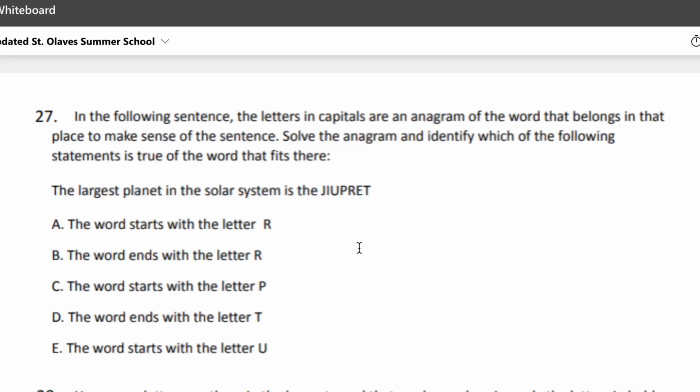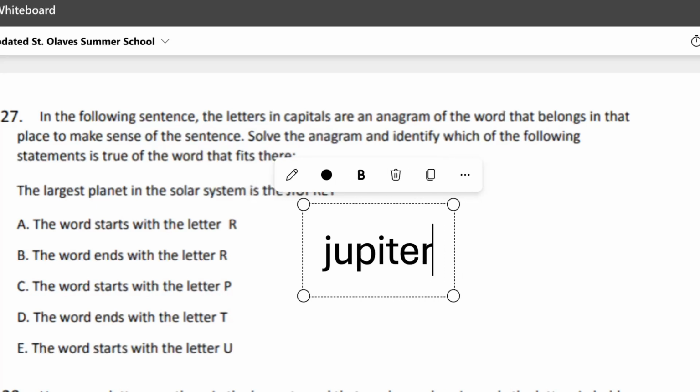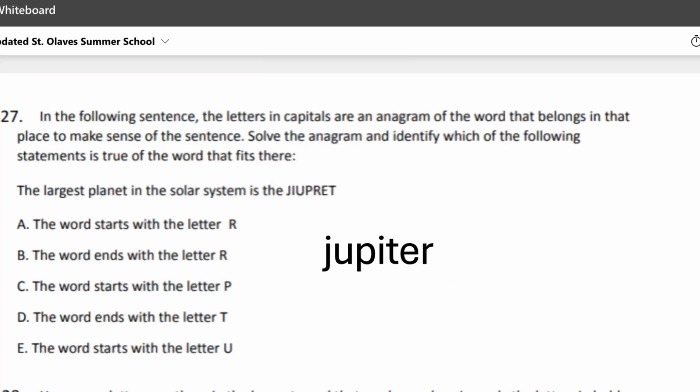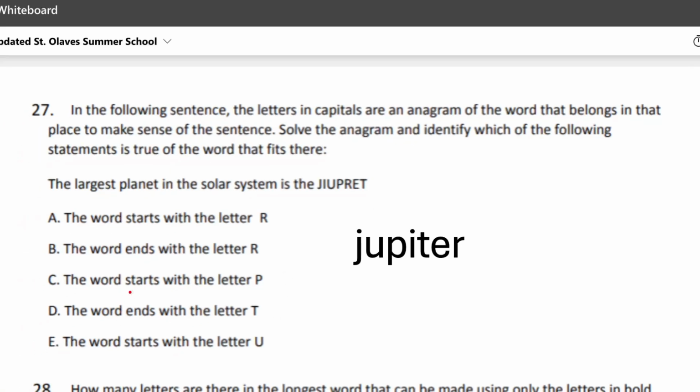Next, we can see that the largest planet we know is Jupiter. Whoops. Jupiter, which means that the word has to end in R.